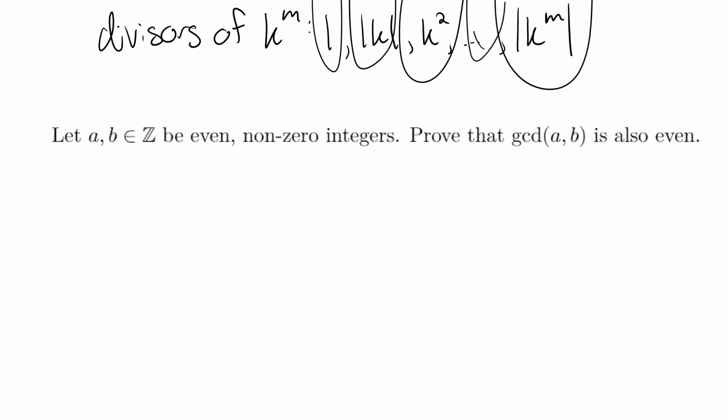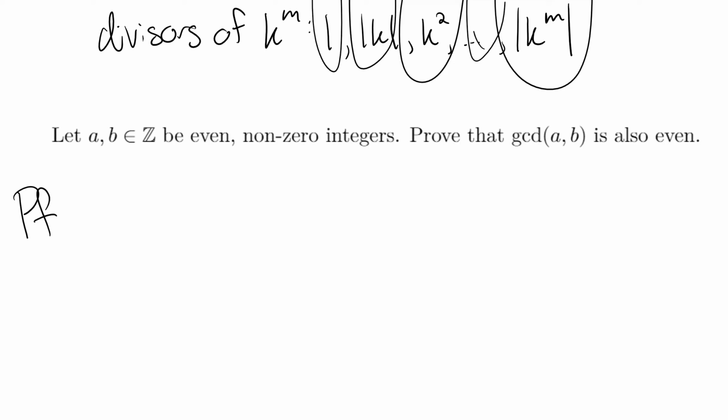All right. Okay, so let's try an actual proof with GCD in it, because we've done a bunch of examples. So now let's actually do something. Let A and B be even integers that are non-zero. Prove that GCD of A and B is also even.